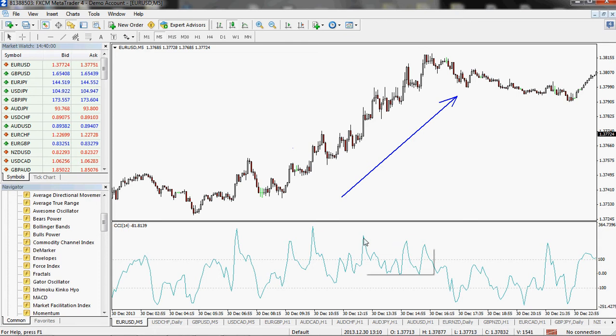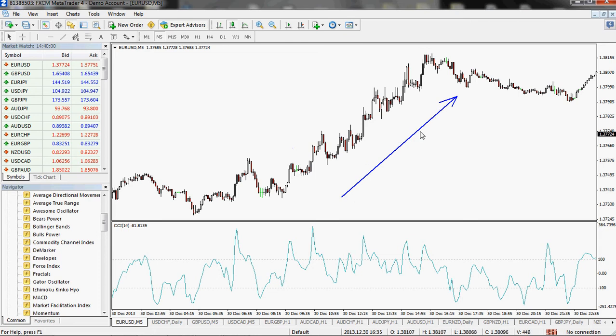But this is not always true. That is true only for range markets. In range markets, when the indicator goes above 100, it's an overbought region, and when it goes below minus 100, it is an oversold region. But in trending markets, you should not take that into consideration.